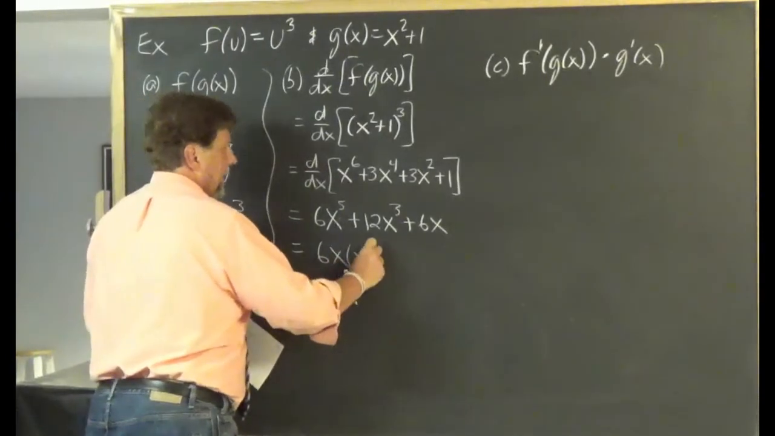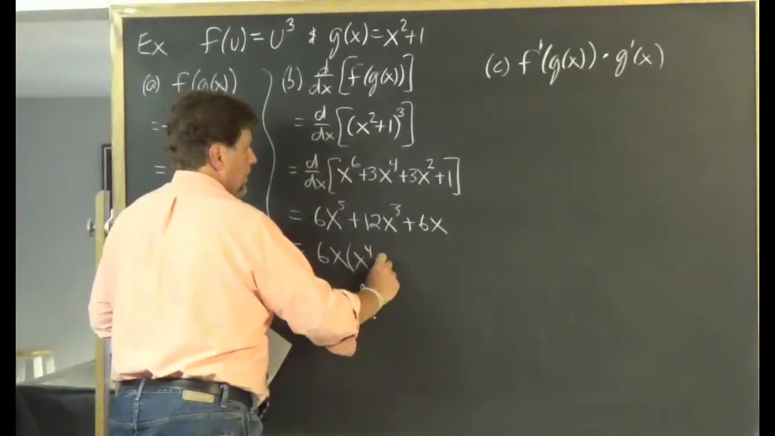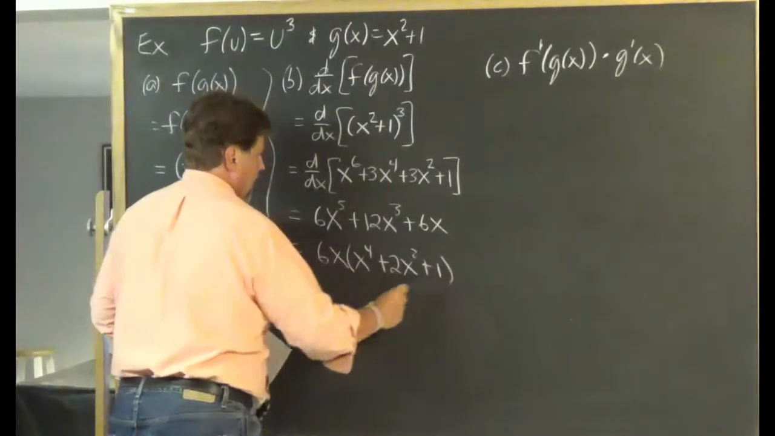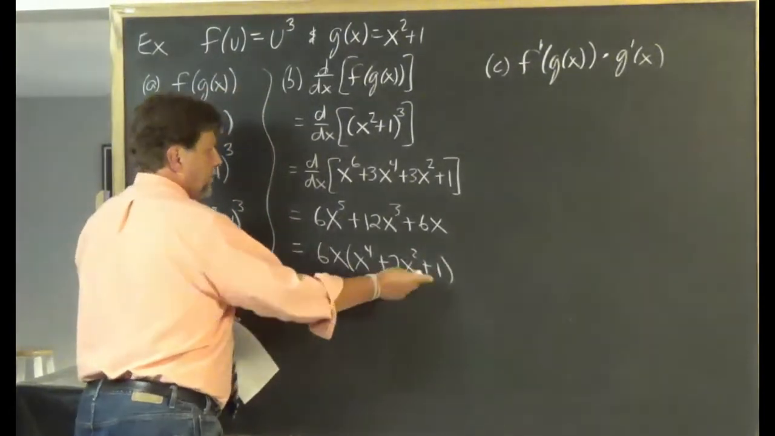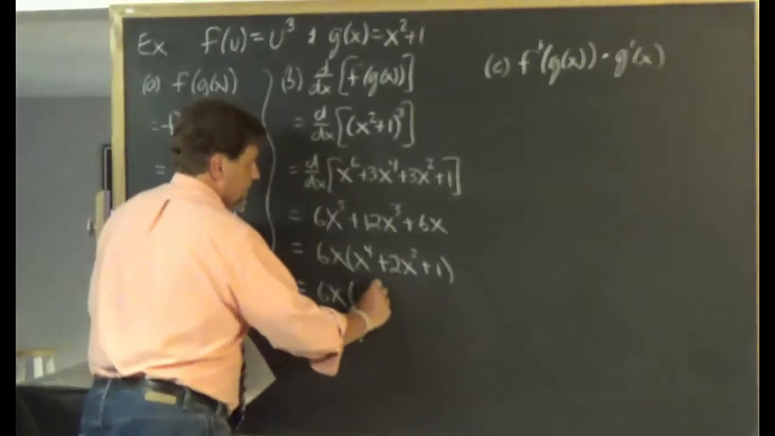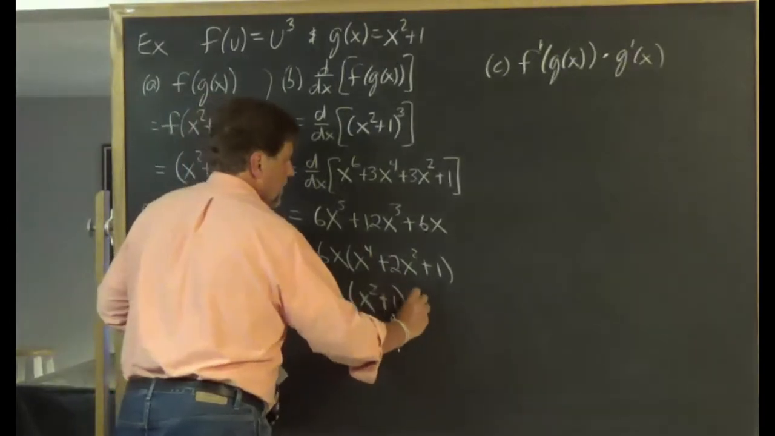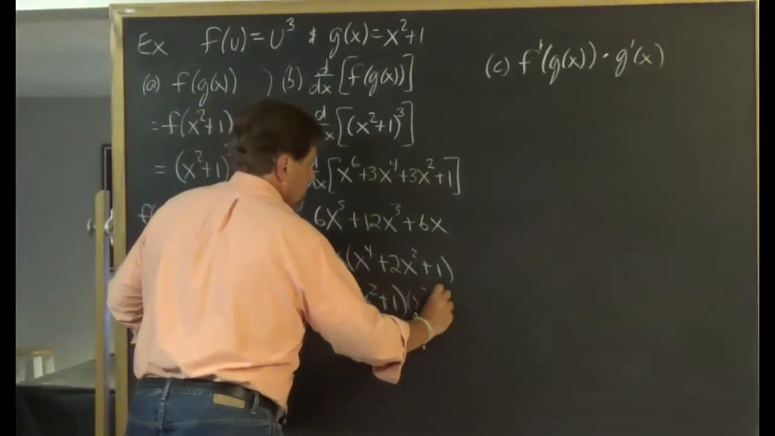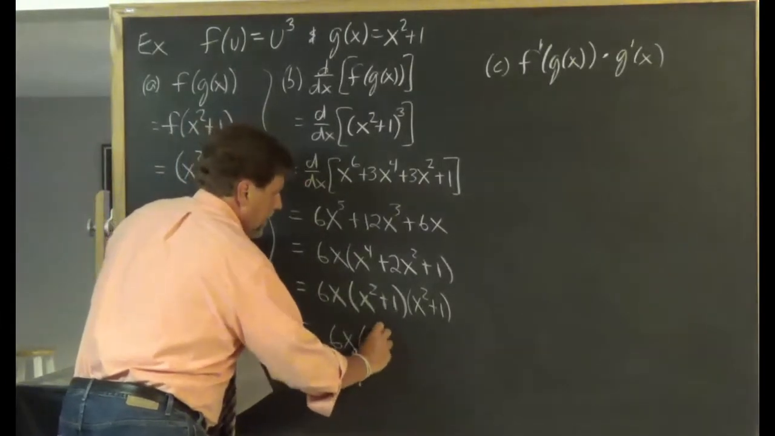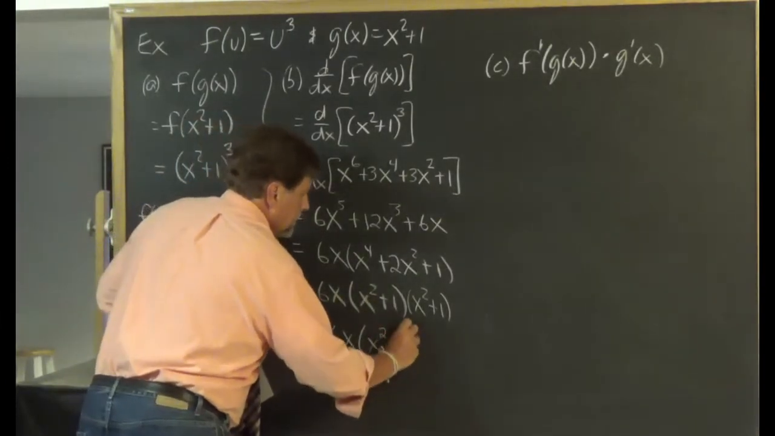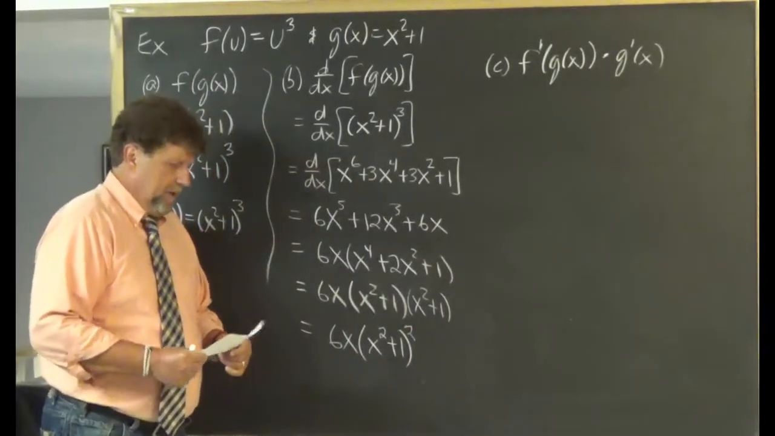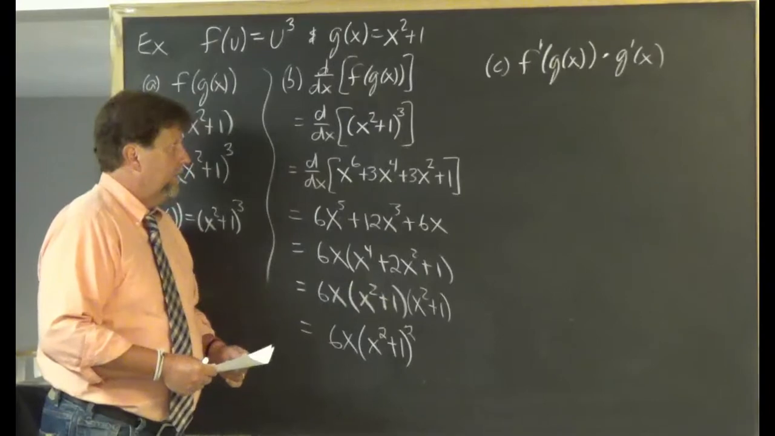And that leaves me with an x to the 4th plus 2x squared plus 1. And this x to the 4th plus 2x squared plus 1, that actually factors. That factors to x squared plus 1 times x squared plus 1. Or as simplified as possible, it's 6x times the quantity x squared plus 1 quantity squared.